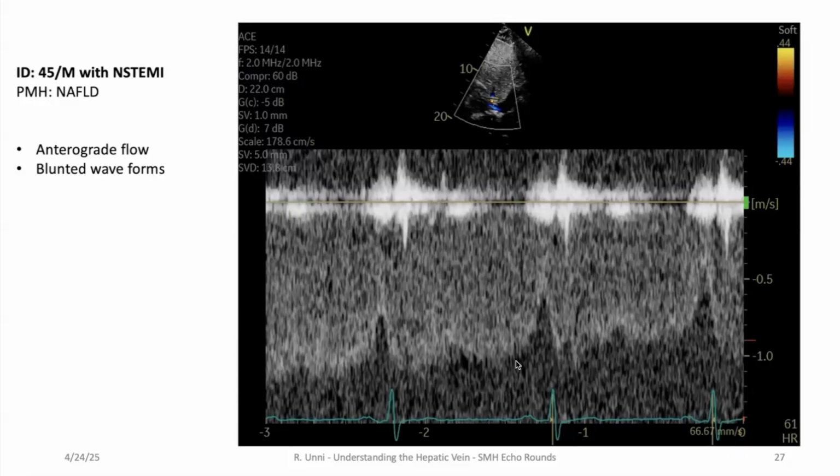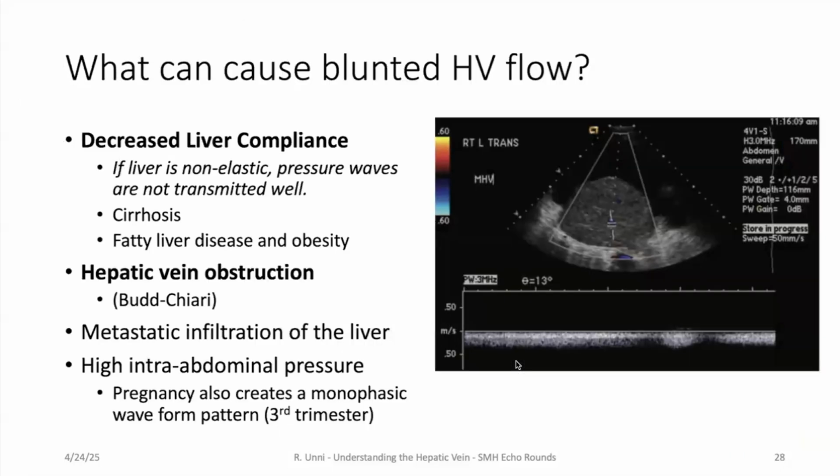So it turns out that a number of things can cause blunted hepatic vein flow and blunting of the waveforms. A big culprit is reduced hepatic compliance. Patients with fatty infiltration from fatty liver disease, or even in obesity, it's been described as increased intra-abdominal pressure, making the liver less compliant. That increase in liver tissue stiffness reduces the ability of the liver to accommodate the change in pressure created by the RV, or the right side of the heart.